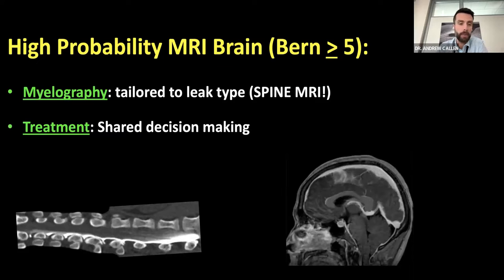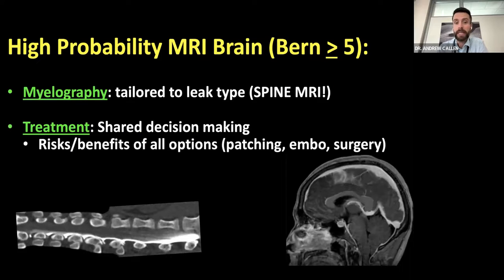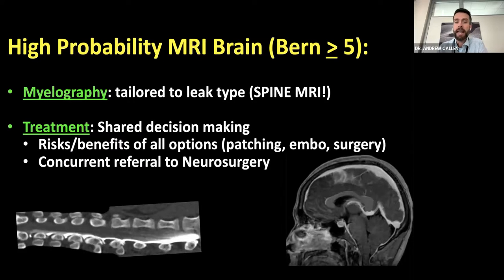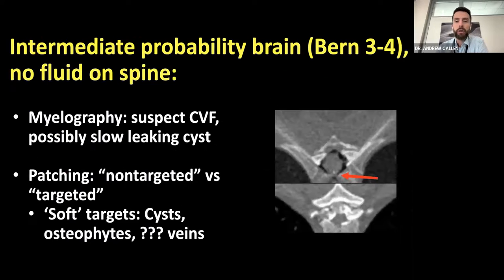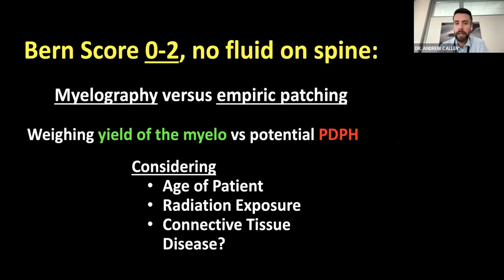We're going to offer them a treatment that's based on their leak type, but it's going to be a shared decision-making process. And if there's any possibility for surgery, I like the surgeons to talk to them about what that option would really look like. If there's intermediate probability, but there's no fluid on their spine, we're going to look for a fistula. And if we don't find a fistula, we're going to treat soft targets, meaning osteophytes that may not be showing evidence of leaking at the time, or cysts that may not be showing evidence of leaking at the time. But perhaps if we patch them, we could offer them some symptomatic relief.